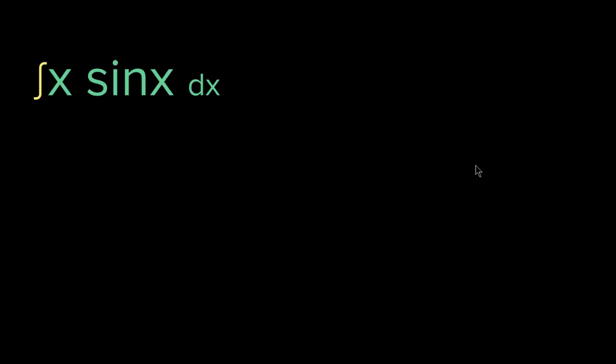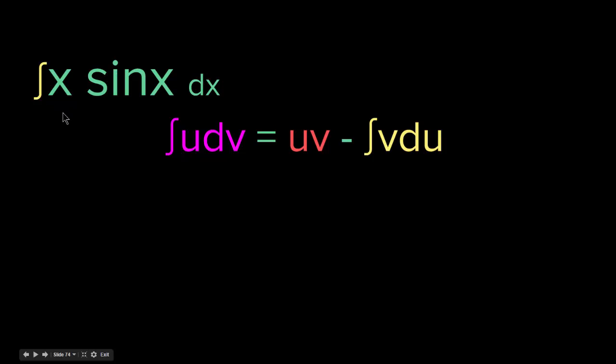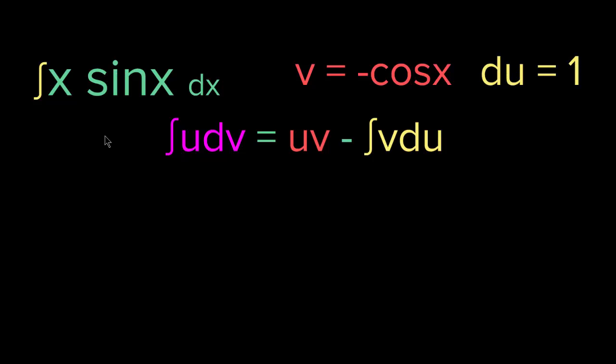Let's check out another example. Let's say we have the integration of x times sine of x dx. How do we do that? Well, again, we'll assign u to the x and dv to the sine x dx. So we have to find the antiderivative of dv, which is v, minus cosine x, because the antiderivative of sine x is minus cosine x. And we have to find the derivative of u, which is 1. du is 1.